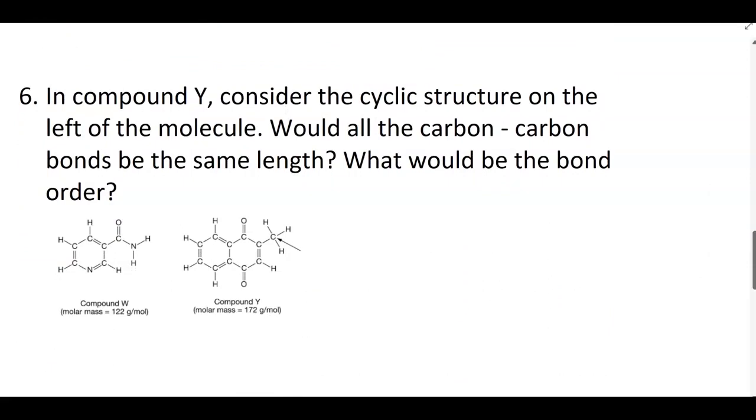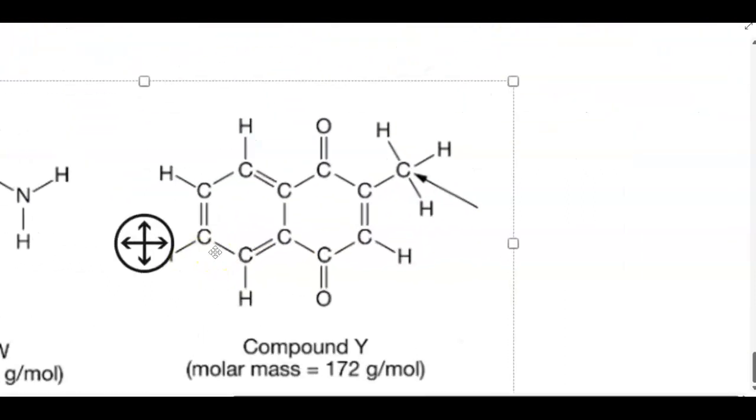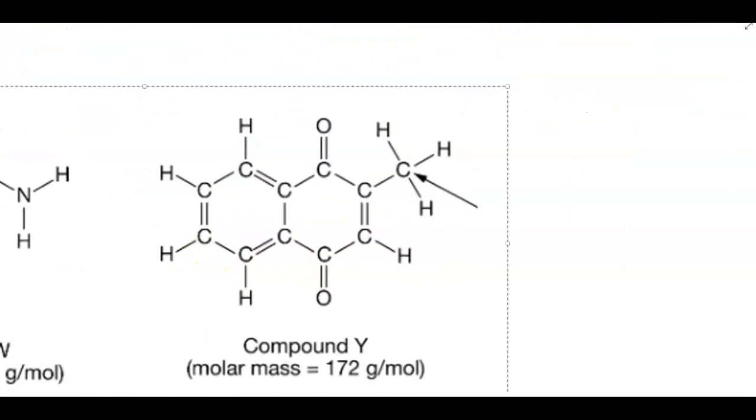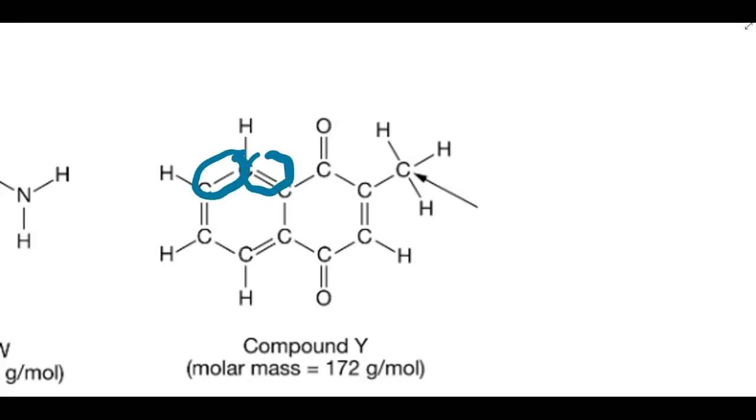In number 6, this was also a short answer. In compound Y, and we never did even look at W, I just cut it out of the picture. I should have just deleted it. And the carbon-to-carbon bonds, would they all be the same length in this cyclic structure right here? And we saw this as double, single. Carbon-carbon single and a carbon-carbon double, single, double, single, double. This is resonance, because it could alternate. These could be the double bonds and these be the single bonds. So that would be the resonance structure.